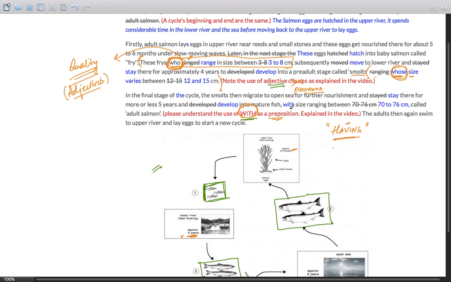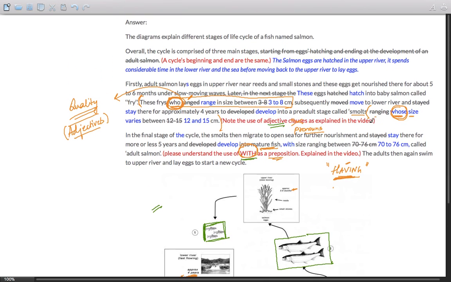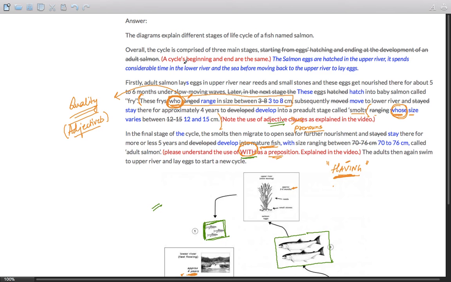Okay. Similarly, in this sentence, mature fish, they develop into mature fish. Now, you simply can't say size ranging between 70 to 76 centimeter. You should either use adjective pronouns, whose size ranges from, or you can use with which refers to having. With size ranging between 70 to 76 centimeter. Okay, this was something I wanted to explain, and of course there's a mistake over here that the cycle's beginning and end are the same.